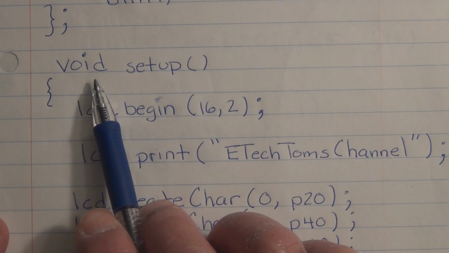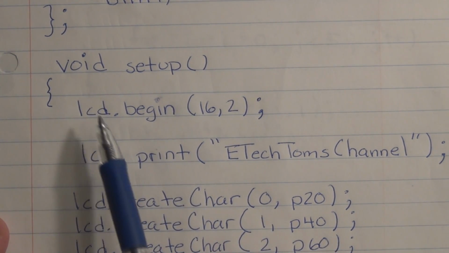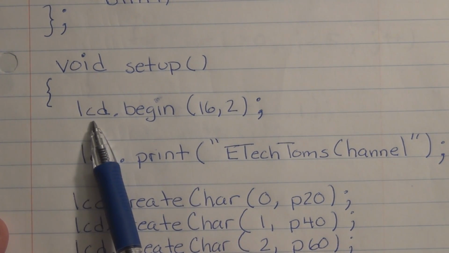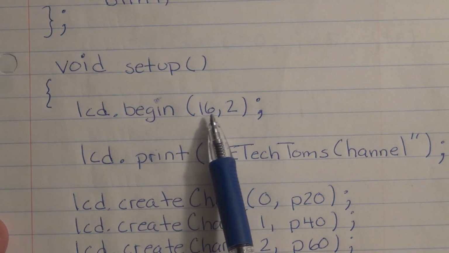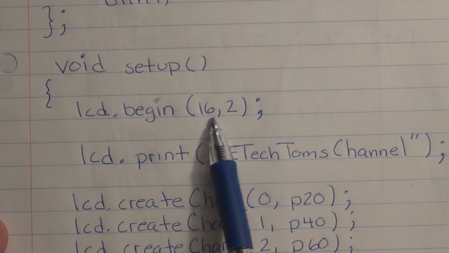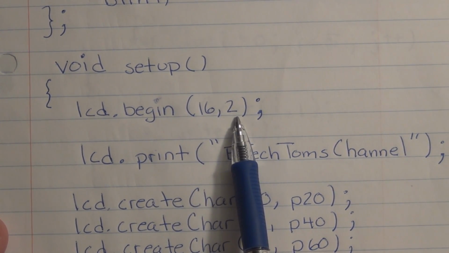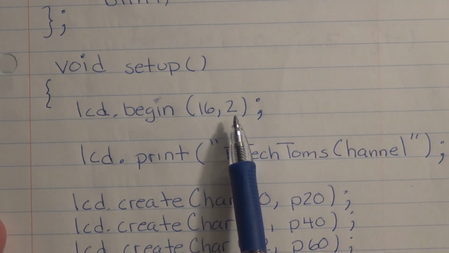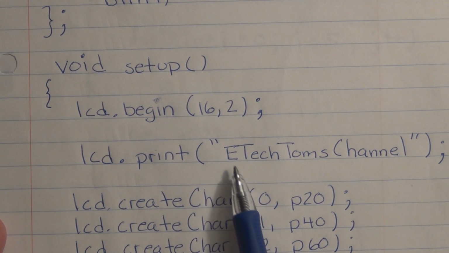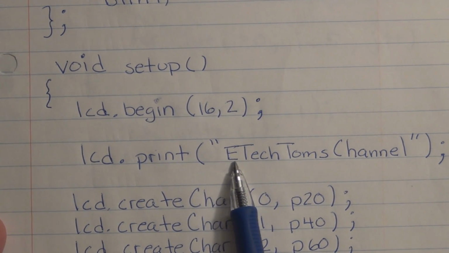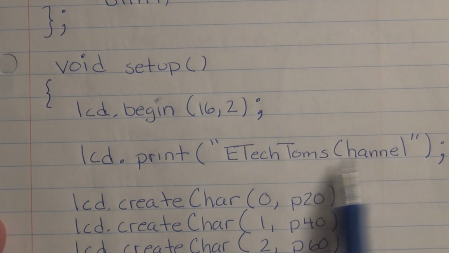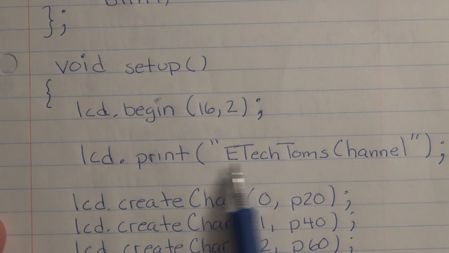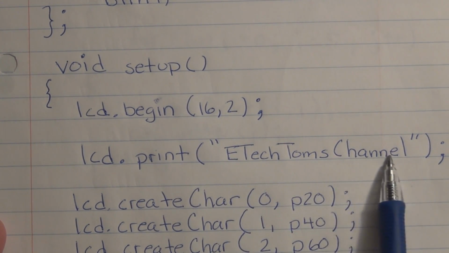So here we now have the void setup function followed by lcd.begin, designating we have a 16x2 LCD. By default, it's going to start at the 0, 0 position. And here I have my channel name being printed. I'm just using the print statement, and it will print across that first line.